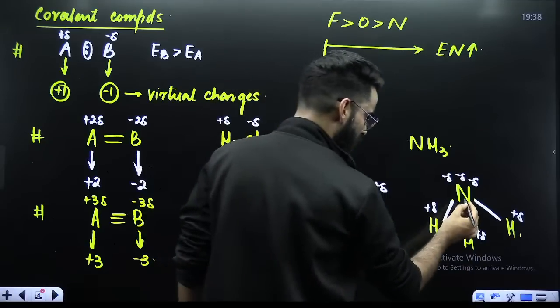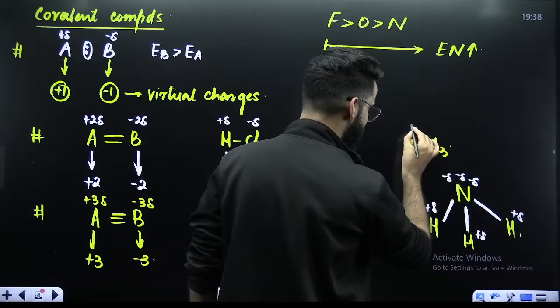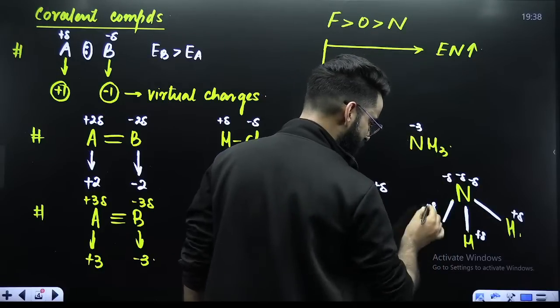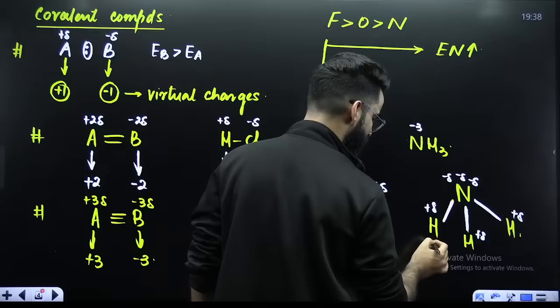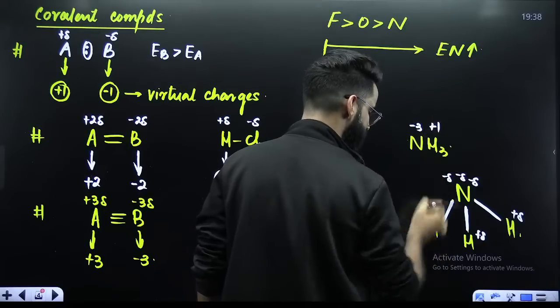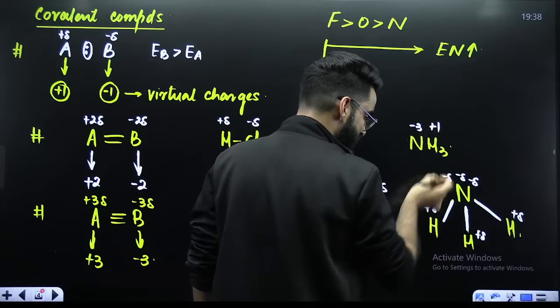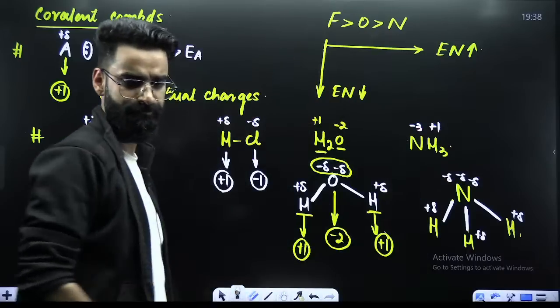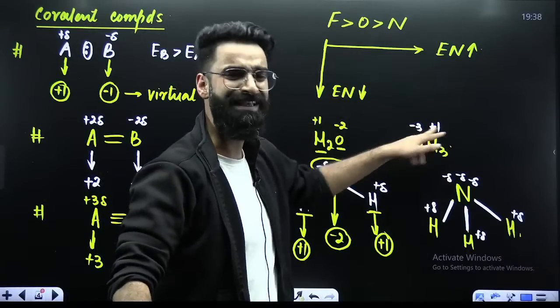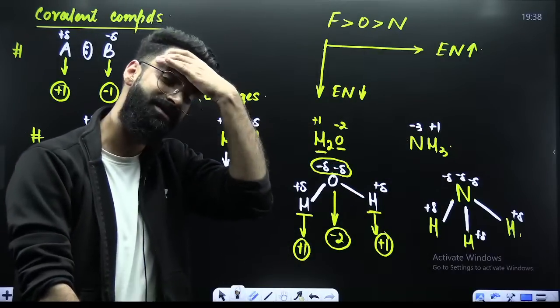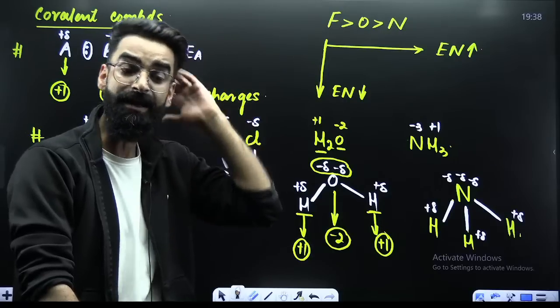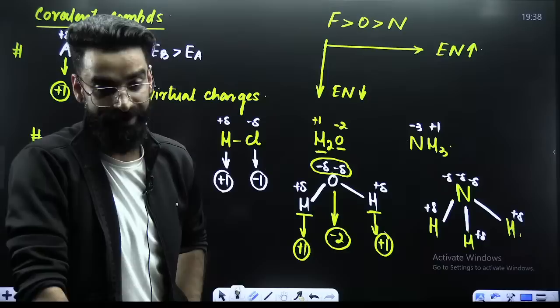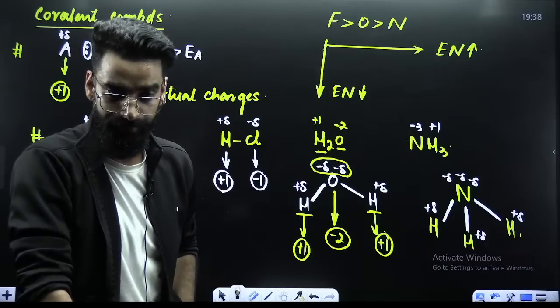So if I ask you, what is the oxidation state of nitrogen here? You'll directly say -3. What is the oxidation state of hydrogen here? Oxidation state of hydrogen here is +1. Right? The charge present on one atom of hydrogen is +1. Now, if I ask you whether these charges are the real charges or virtual charges, you'll directly say these charges are the virtual charges. They are not the real charges. I believe it's clear to everyone.